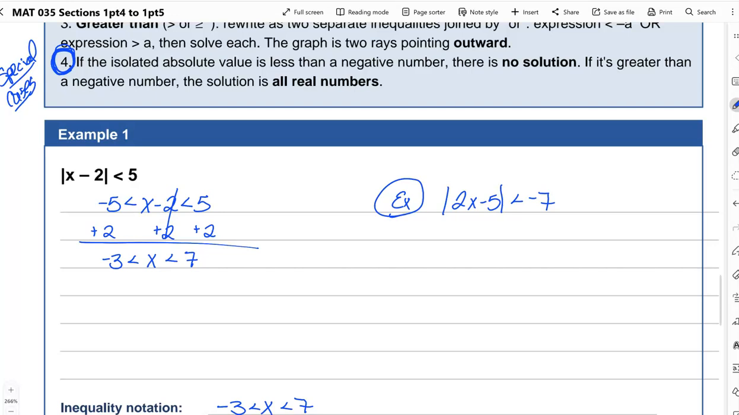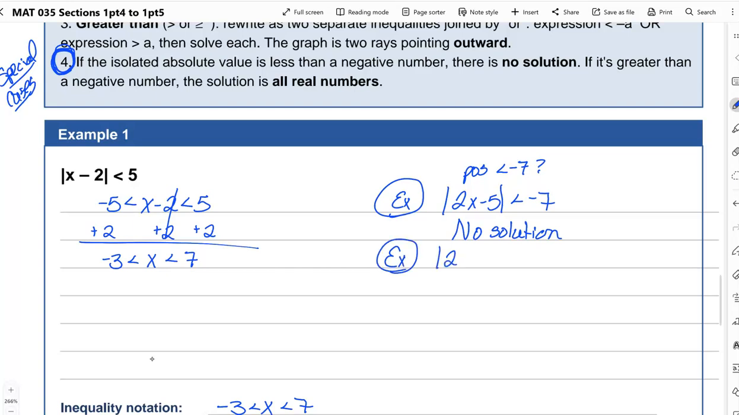You have to really think about what this means. Absolute value less than -7. Well, that's never going to happen because absolute value is always going to be a positive. And can a positive ever be less than a negative? No. So that means there's no solution to that. There's no value of x that would satisfy that. So I call that a special case. Special cases don't happen very often.